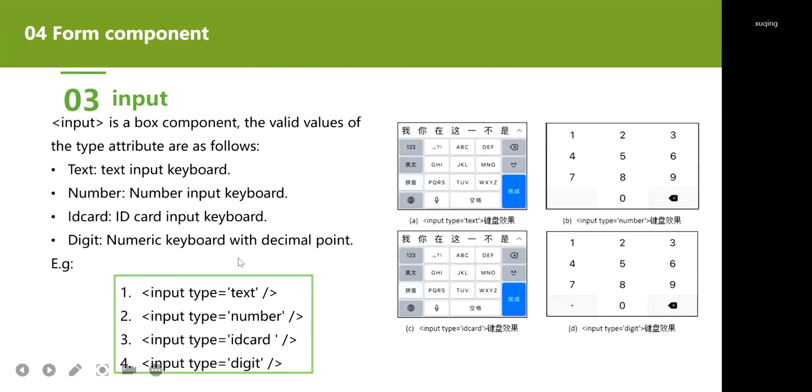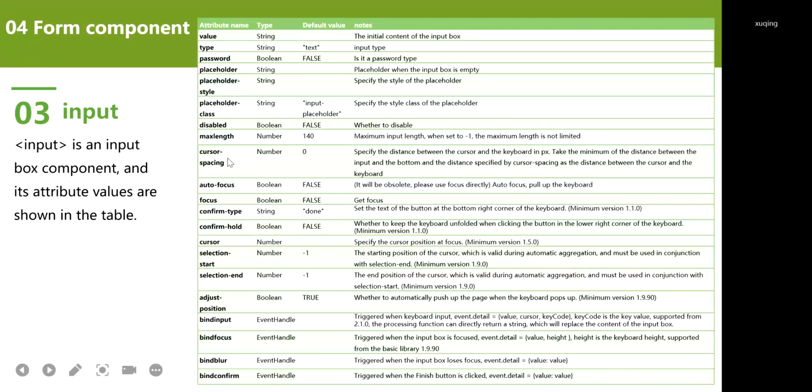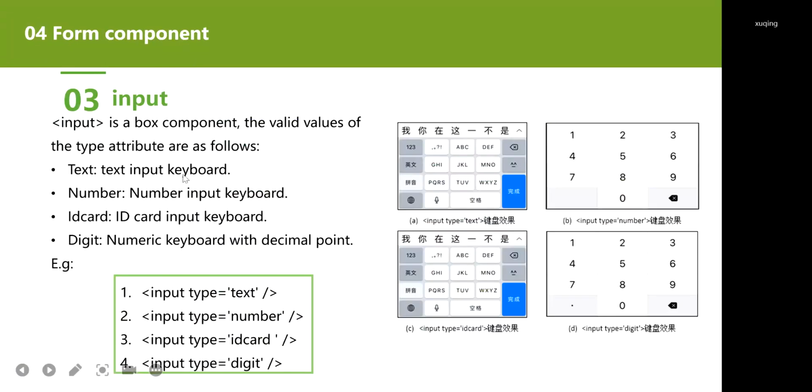And for type, value you see is what we are typing. And for type, we have these valid values: text input keyboard, number input keyboard, ID card input keyboard, digit numeric keyboard with decimal point.